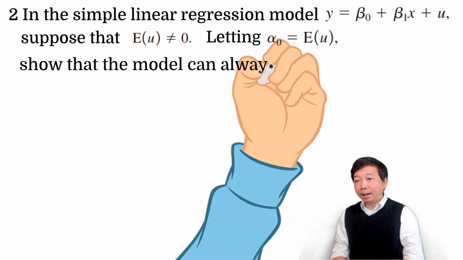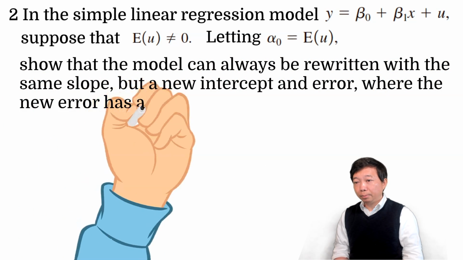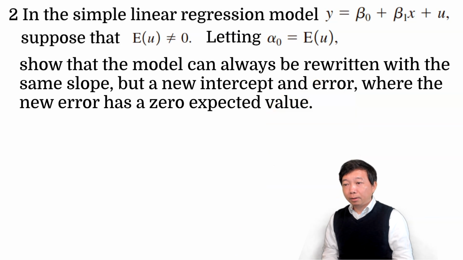Let's go to the second problem. In the simple linear regression model, suppose that the expected value of mu is not zero. Let alpha 0 be the expected value of mu. Show that the model can always be rewritten with the same slope but a new intercept and error, where the new error term has a 0 expected value.